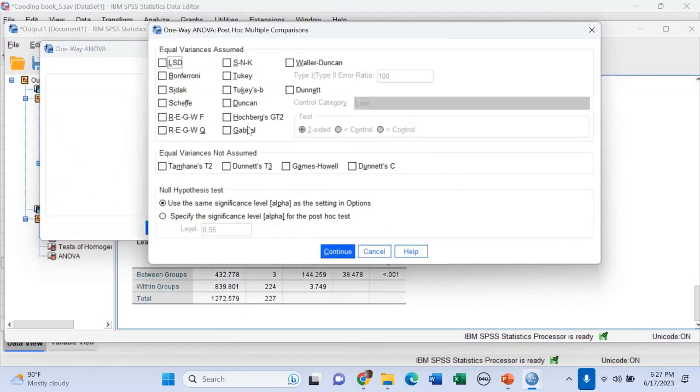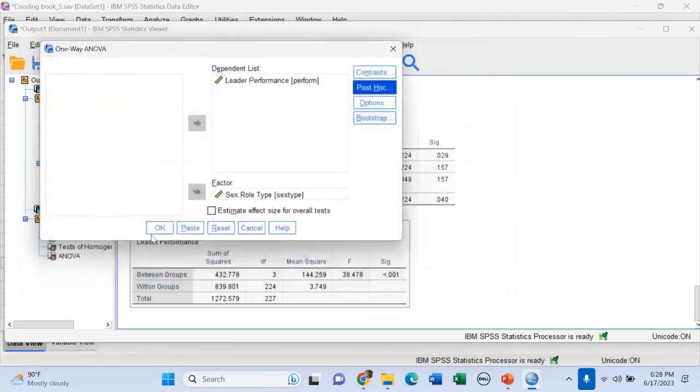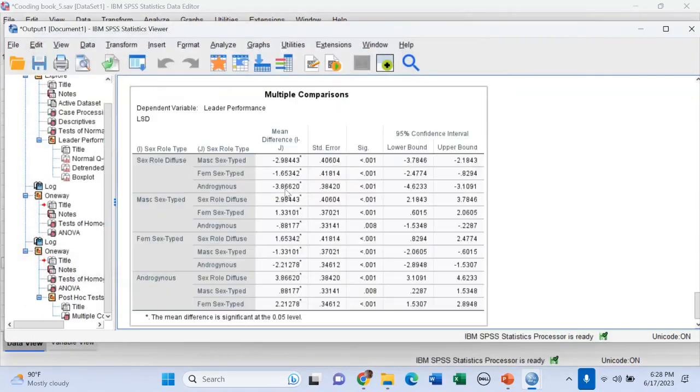Go to post hoc. As we are going to compare post hoc analysis, equal variances assumed, we are going to check LSD, because we are going to compare least square differences. We have a lot of differences among the groups. We are going to check LSD, one of the well-known post hoc tests. Okay, click on OK. Now just look at the multiple comparisons. We are looking at LSD.